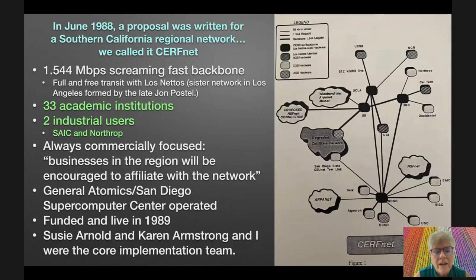In June of 1988, we wrote a proposal for a Southern California regional network, and we called it SurfNet. Some of you might wonder why we started with the CERF instead of a SURF. But at that time, those darn people in the Netherlands had already picked up SURFnet for their own. So we went with a California-based CERFnet.